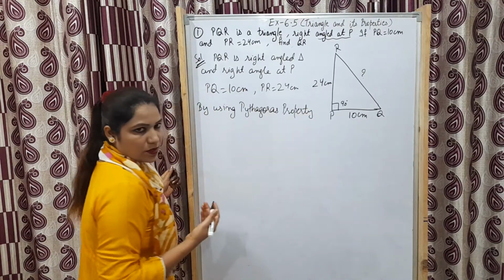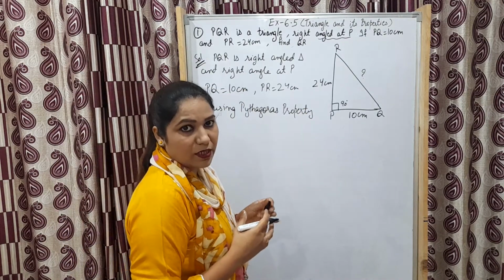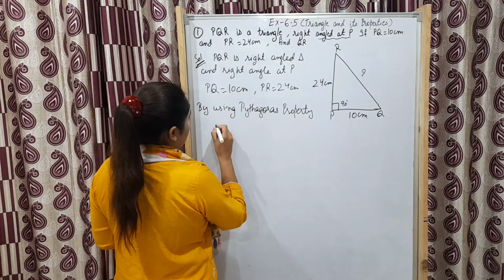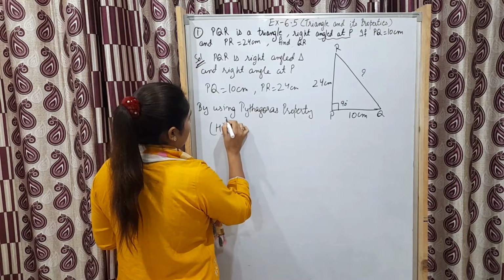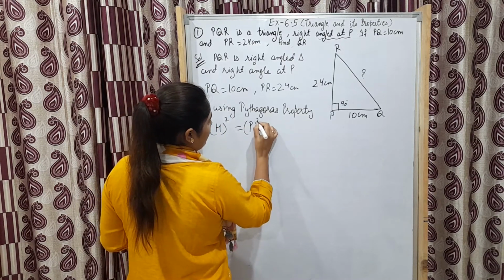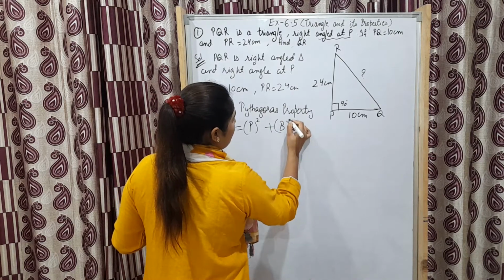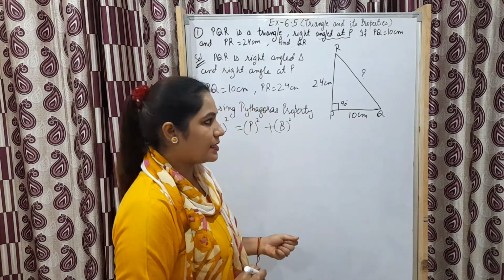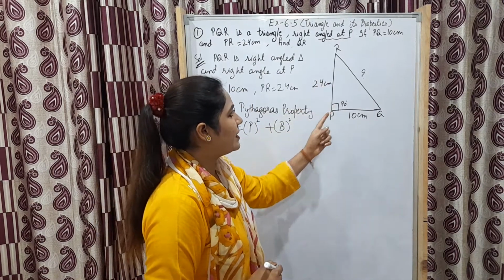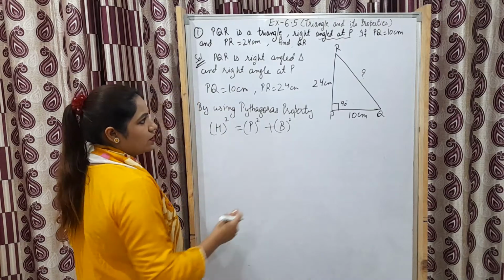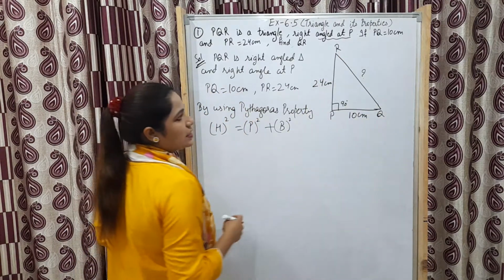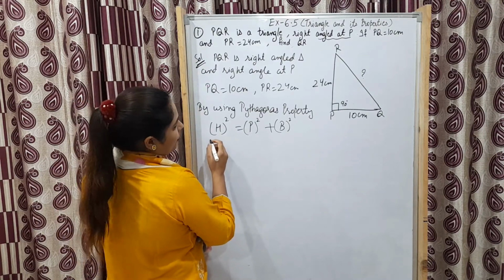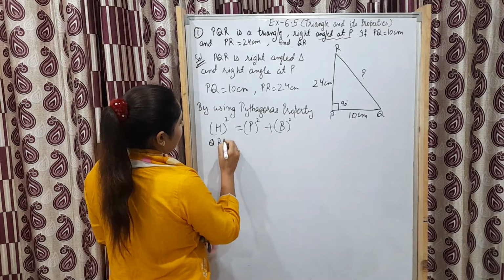Now what is Pythagoras property? You should know about the Pythagoras property that we have already done in the presentation. So Pythagoras property is hypotenuse square is equal to perpendicular square plus base square. Now in this question, what is base? Base is our PQ, that is 10 centimeter, and what is perpendicular, that is PR 24 centimeter, and this one QR is our hypotenuse. So first we will write given thing that hypotenuse is QR, then whole square.